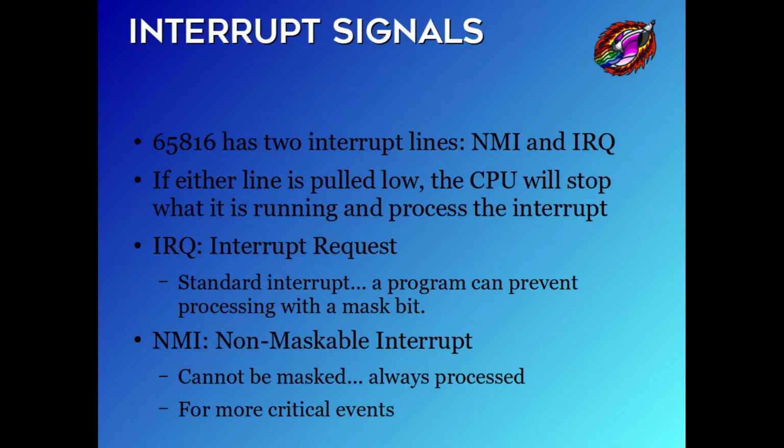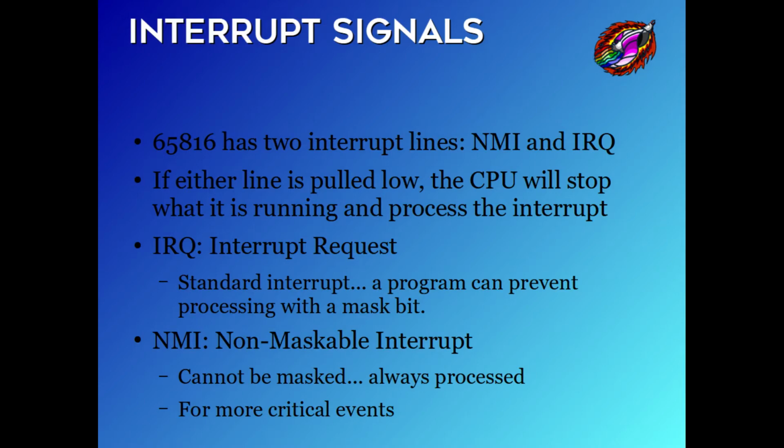So the 65816, much like its predecessor, the 6502, has two interrupt lines. They're called NMI for non-maskable interrupt and IRQ for interrupt request. For either of them, if that line is pulled low, the CPU will see that an interrupt has been requested and will stop processing whatever is currently running on the CPU and trigger the interrupt handler for that particular line to be started.